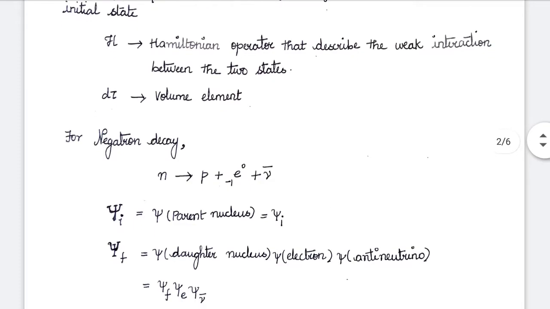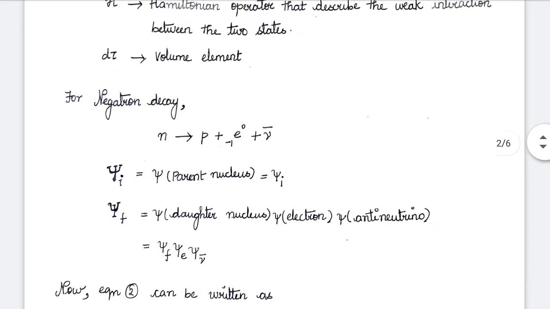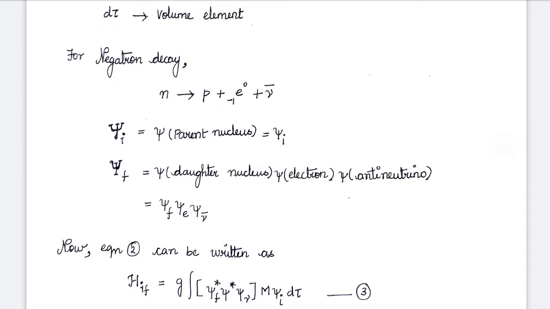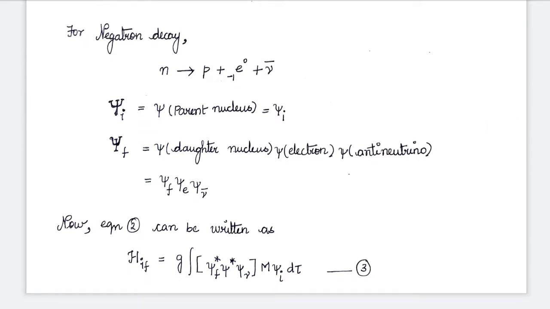Let us consider the negatron decay, in which a neutron transforms to a proton with the emission of an electron and an antineutrino. We know beta decay happens by three processes, and in one of my earlier videos I have explained beta decay: negatron decay, positron emission, and thirdly capture of an orbital electron by the nucleus. So negatron decay is one mode of beta decay, where a neutron transforms into a proton with the emission of an electron and antineutrino.